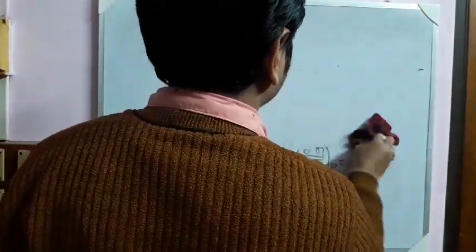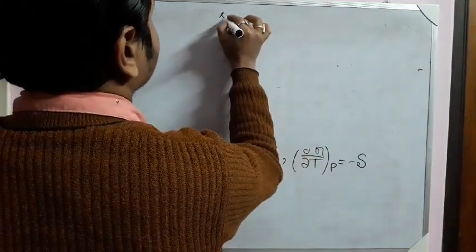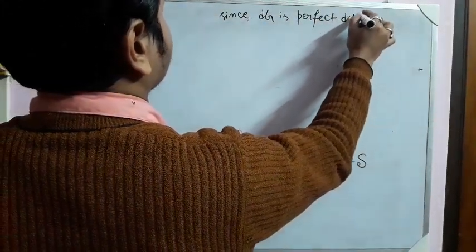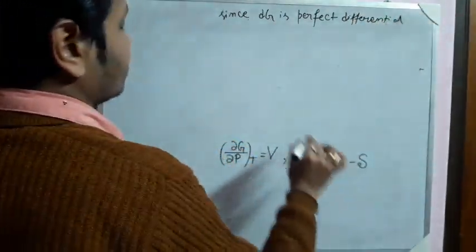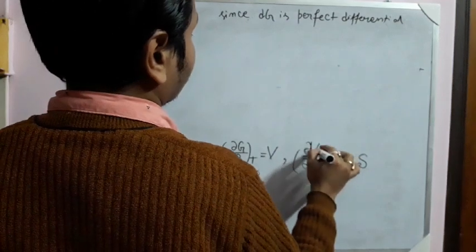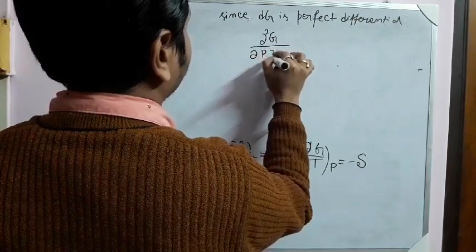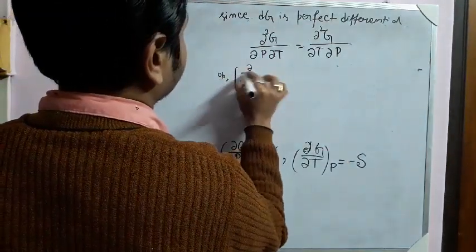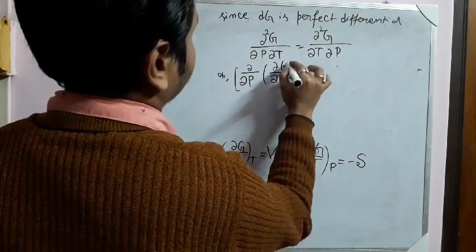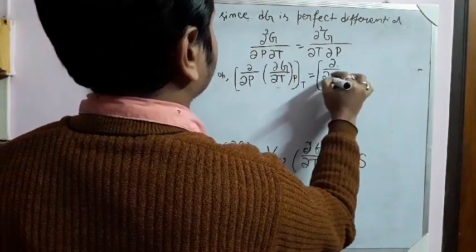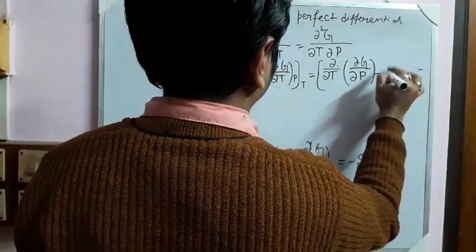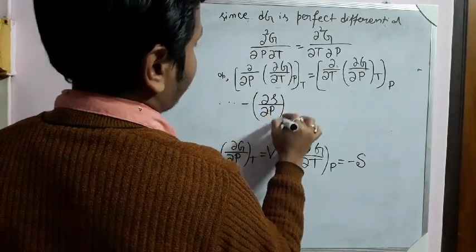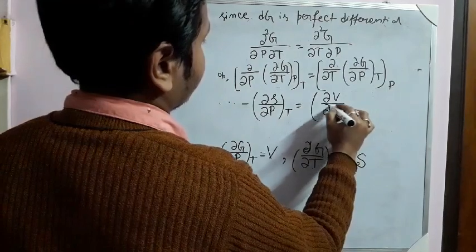Okay, so apply the perfect differential condition. Since dG is a perfect differential, and here G is a function of P and T, we can write del 2G del P del T equals del 2G del T del P. So we can write this as del del P of (del G del T at constant P), and that we can write as del del T of (del G del P at constant T). Fine. So what is it? Del G del T at constant P is minus S. So minus del S del P at constant T equals V, that is del V del T at constant pressure.